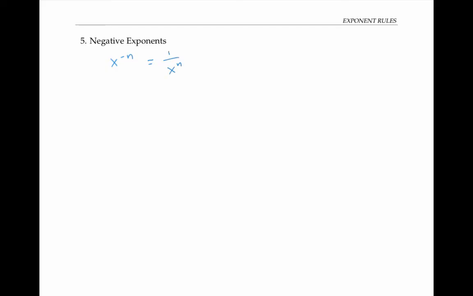Again, most people just take this as a definition of a negative exponent, but here's why it makes sense. If I take something like 5 to the 7th times 5 to the negative 7th, then by the product rule, this has to equal 5 to the 7 plus negative 7, which is 5 to the 0, and we just said that that is equal to 1.